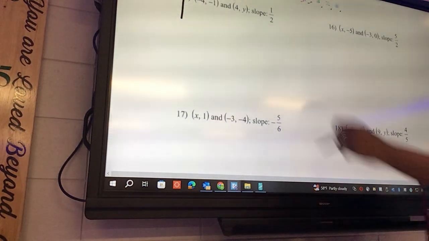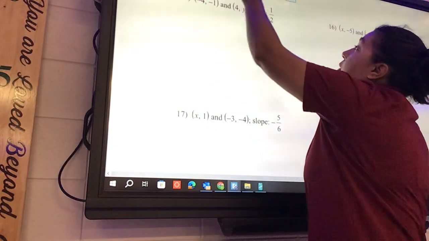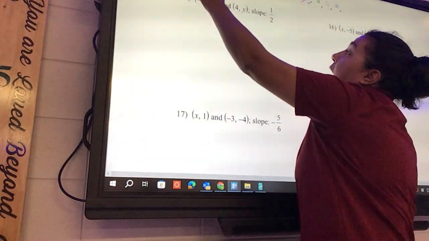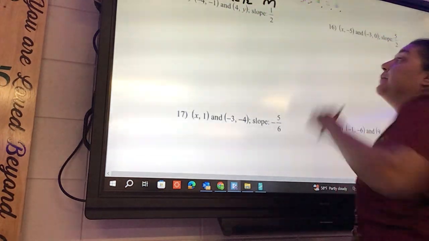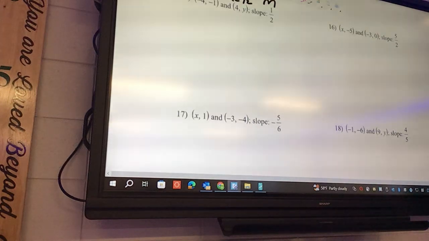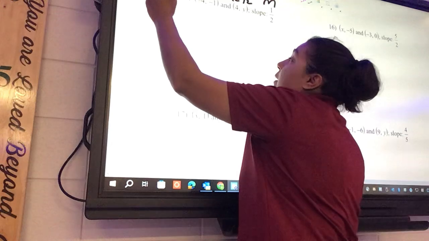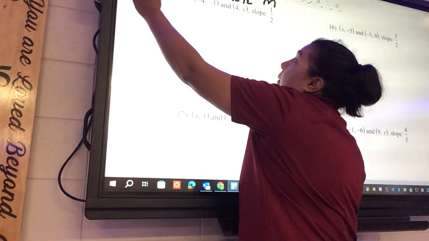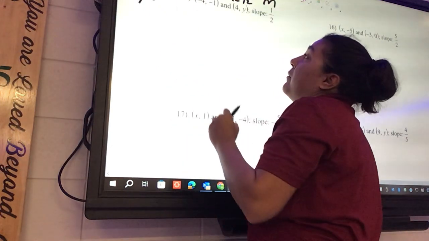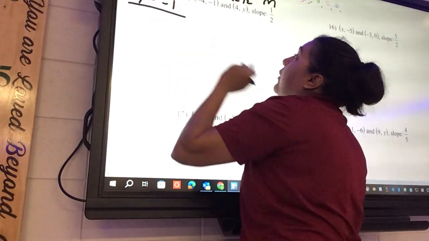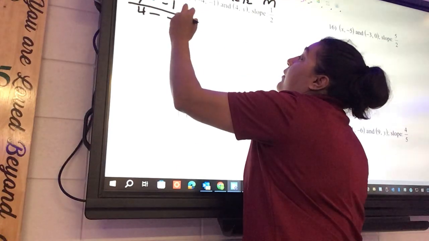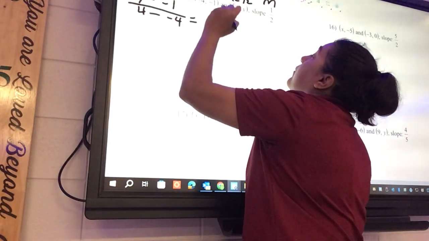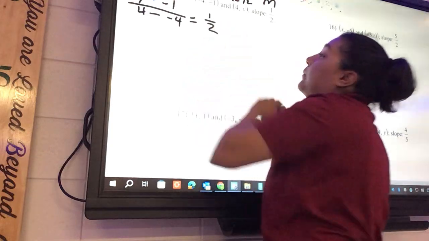Okay, let's look at 15. Hopefully this one's a little easier. So we have x1, y1, x2, y2, and my m. We're going to say y2, what's my y2? Y minus y1, -1, over x2, 4 minus x1, -4, equals 1/2.